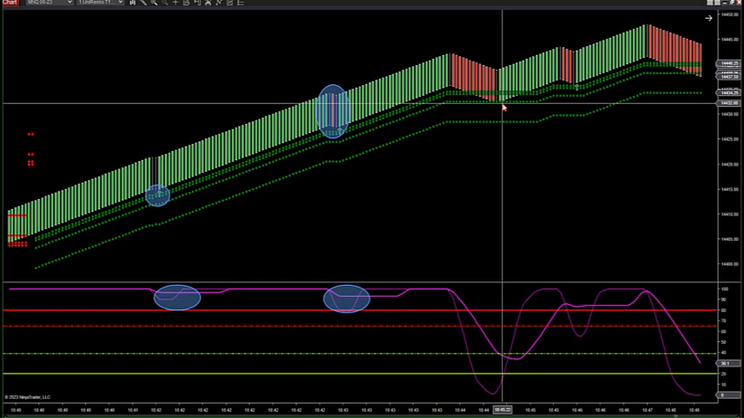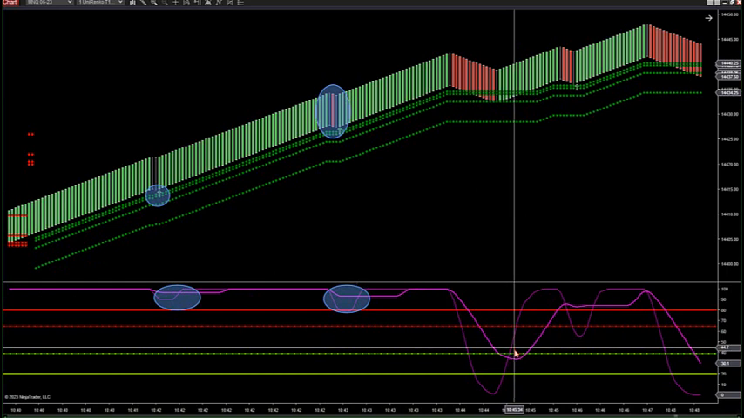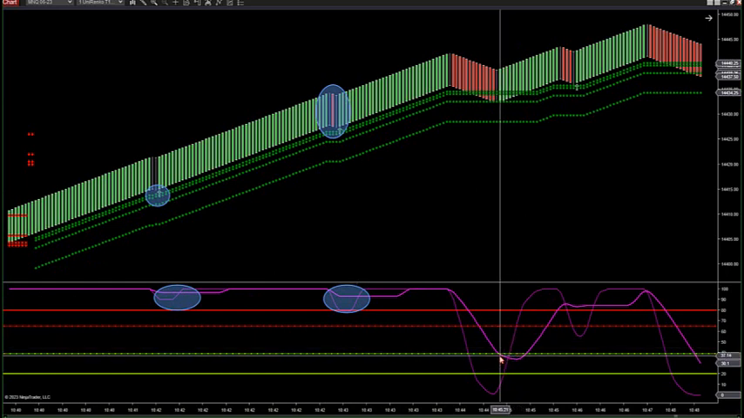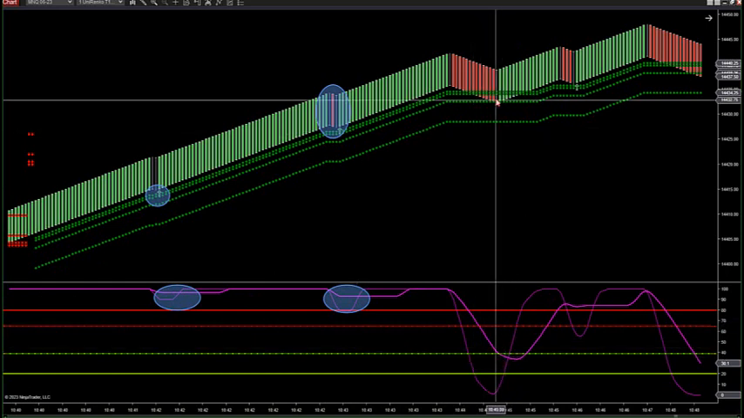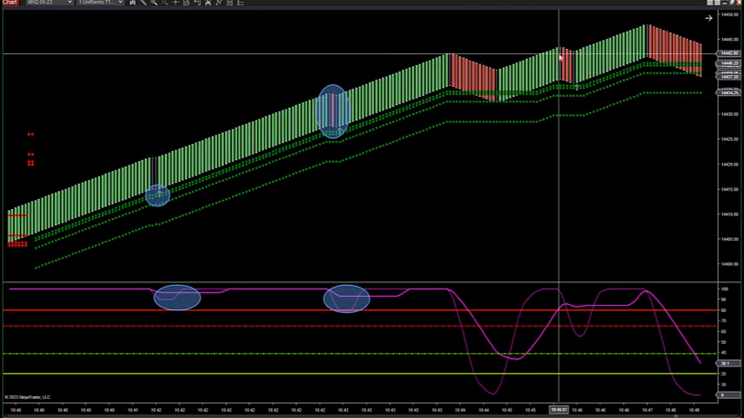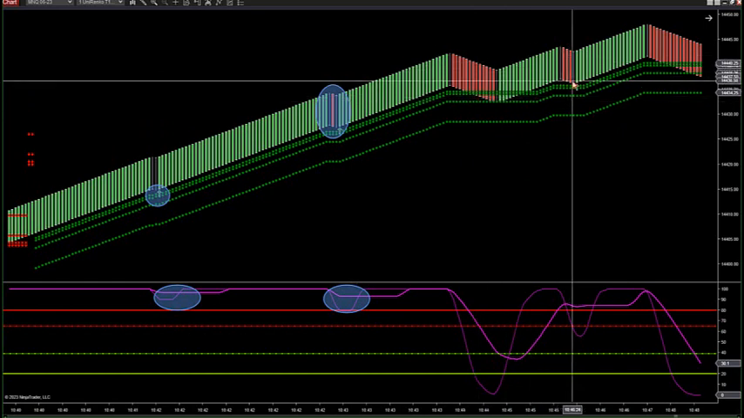But do I have a signal line buy? No. Why? I pull back too much. My oscillator pulled back below 40 and pulled back below 40. This is not a buy. Market rallies up, so it's a higher low.